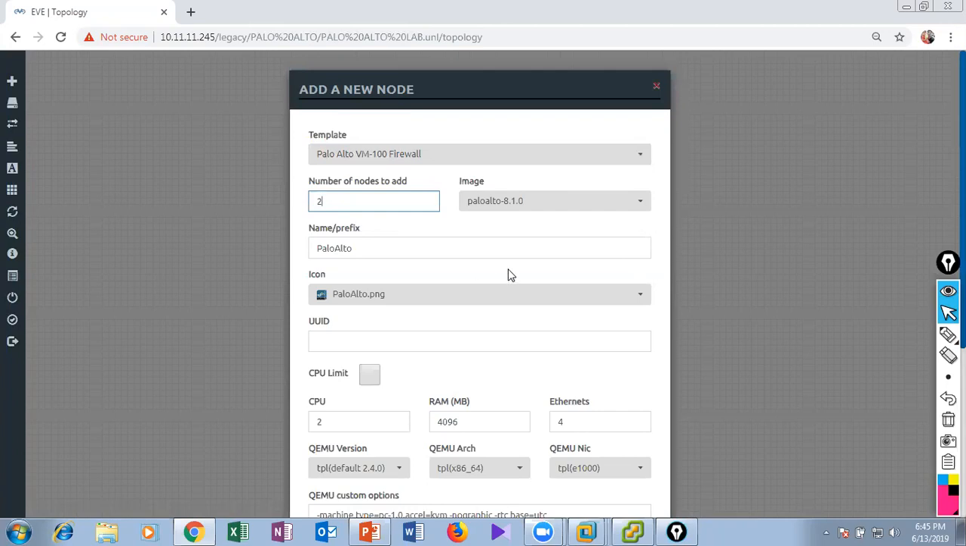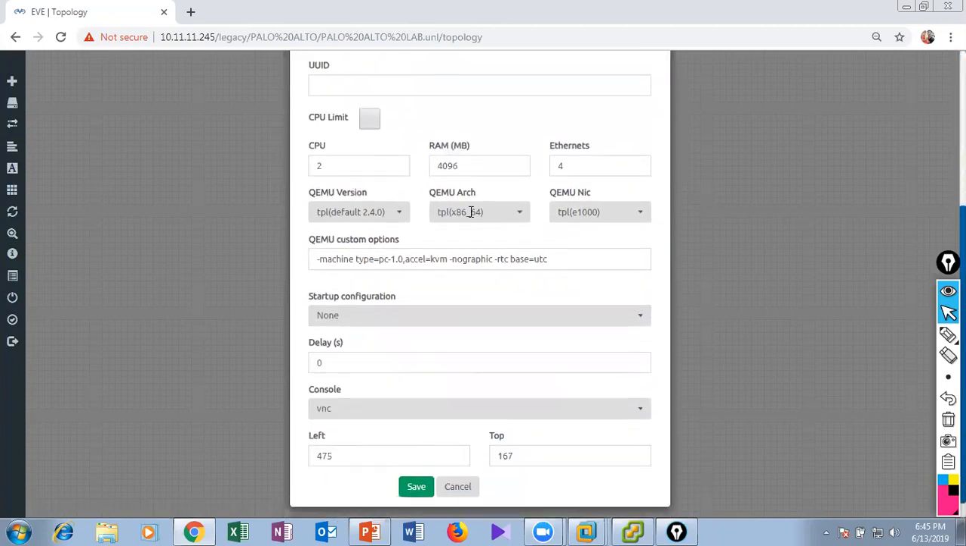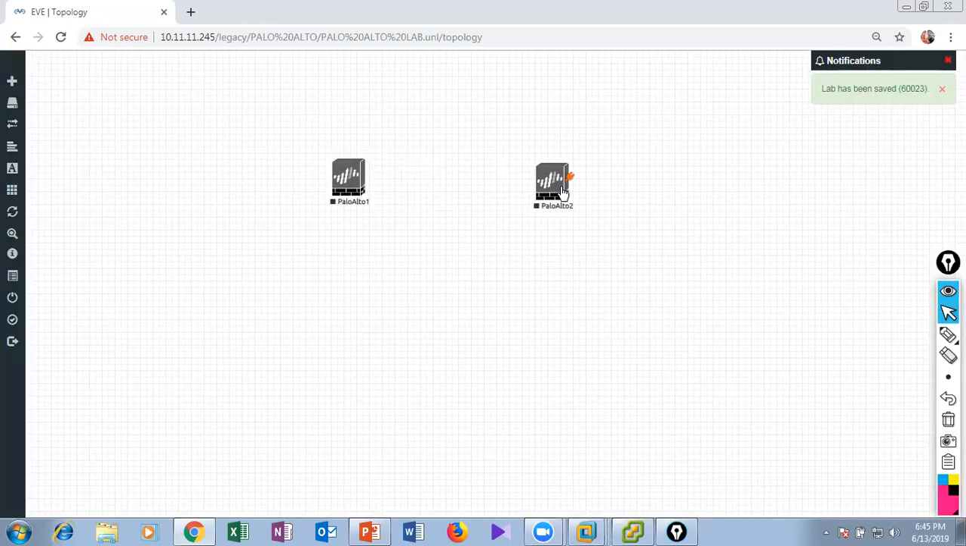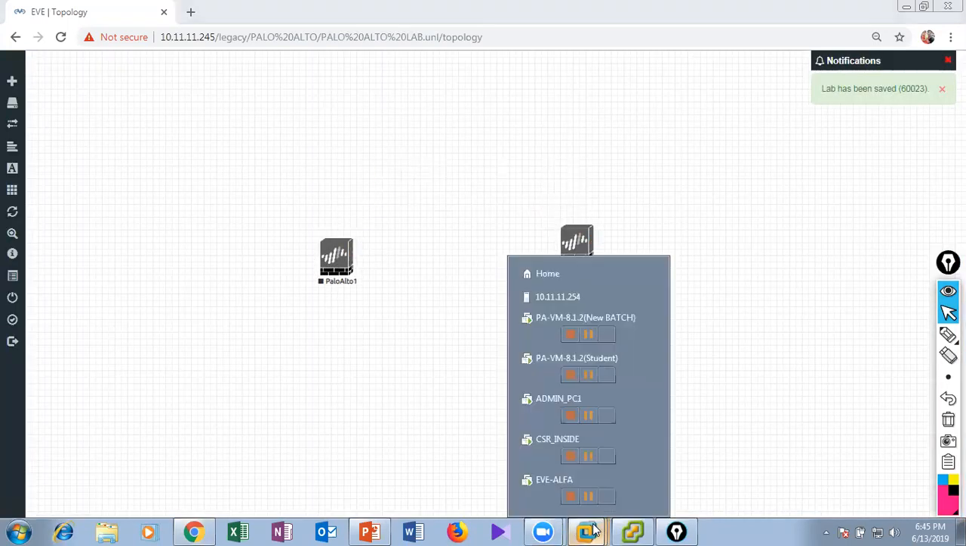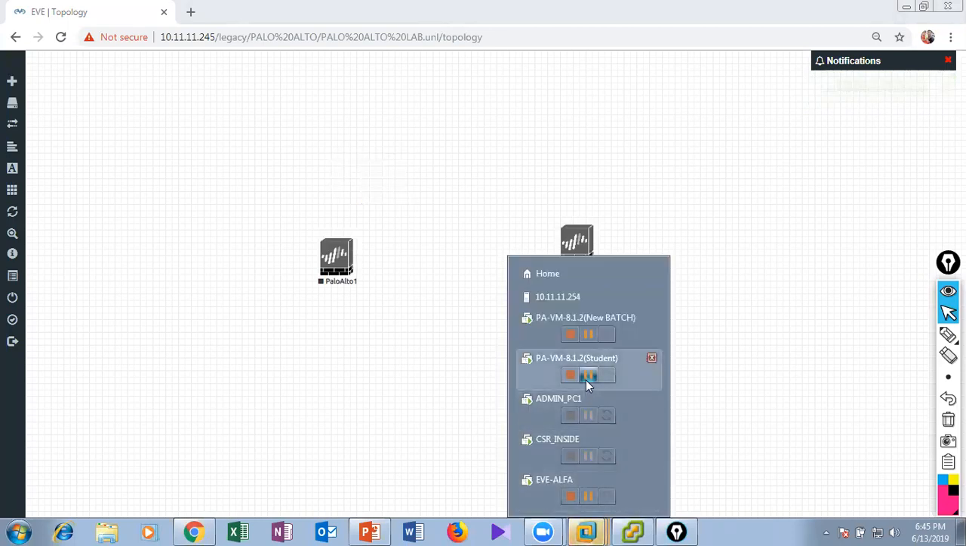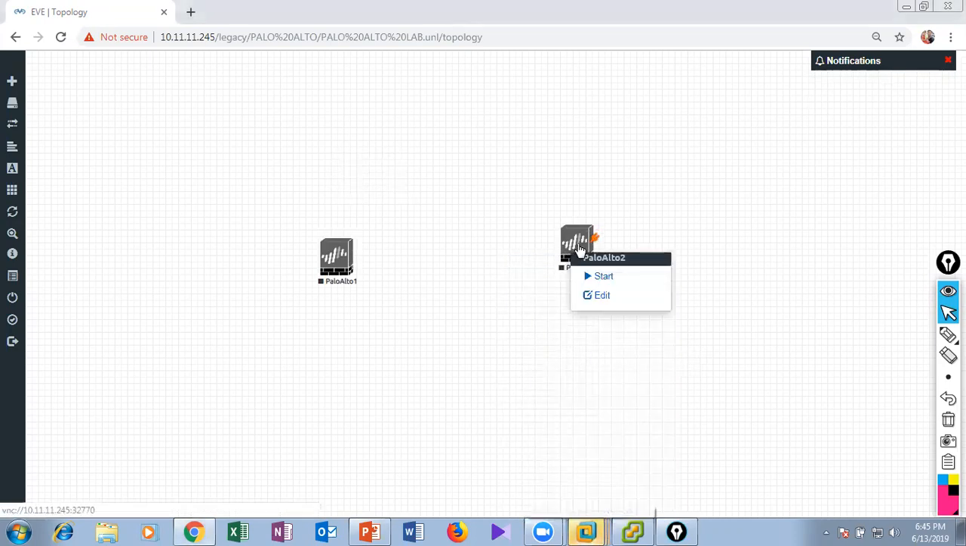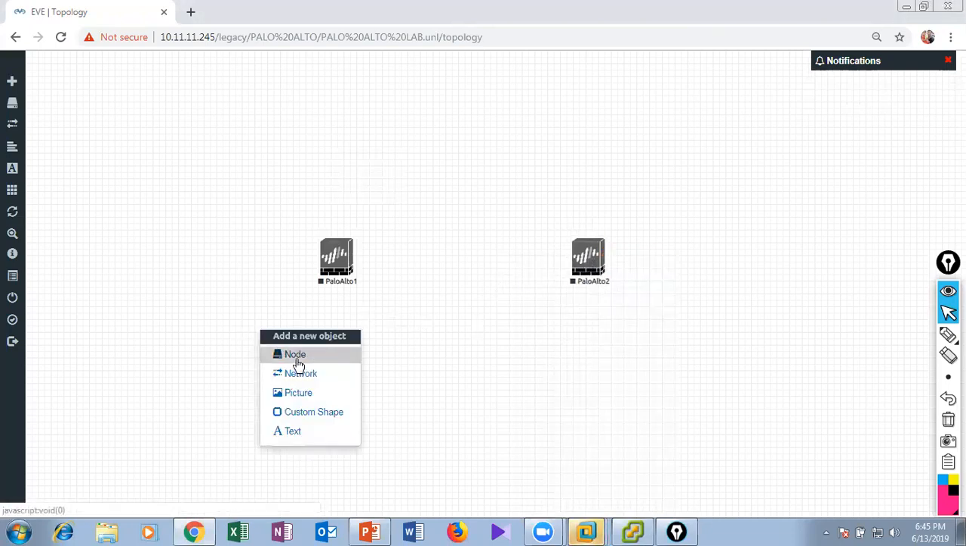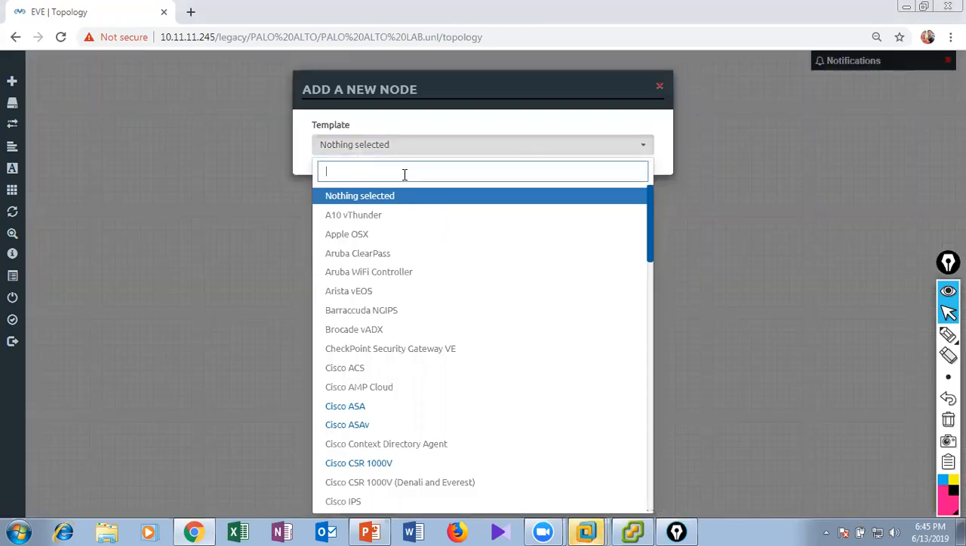I'll take two Palo Alto firewalls. You can see 4 GB RAM will be required here. So let me suspend these devices. On EV, I'm creating the lab. So here I need two firewalls, and two PCs I can take.